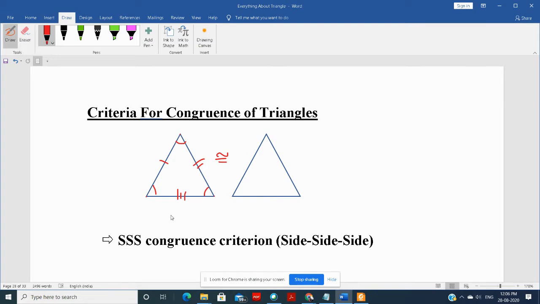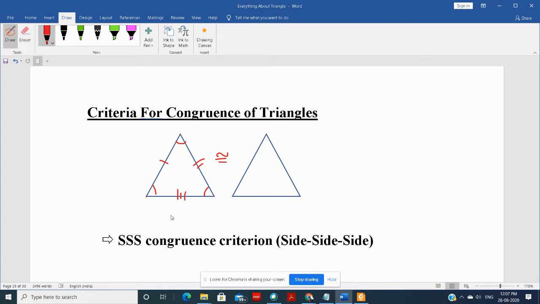So, the question here is, do we need to compare all the six parts of the triangles just to prove the congruency of triangles? Well, the answer is no. Fortunately, we have certain conditions available, and if one of these conditions gets fulfilled, then we can say that the triangles are congruent to each other. So, we can use any of these available conditions to prove that two triangles are congruent.